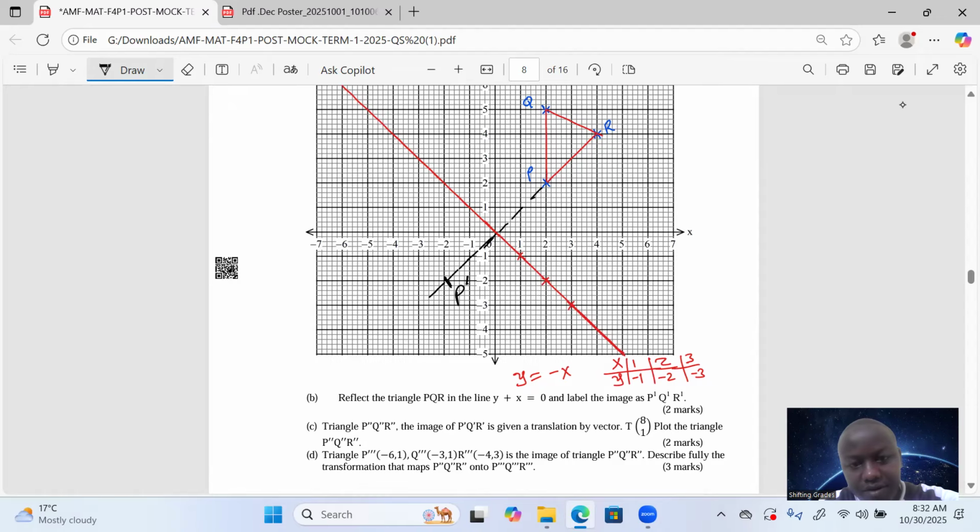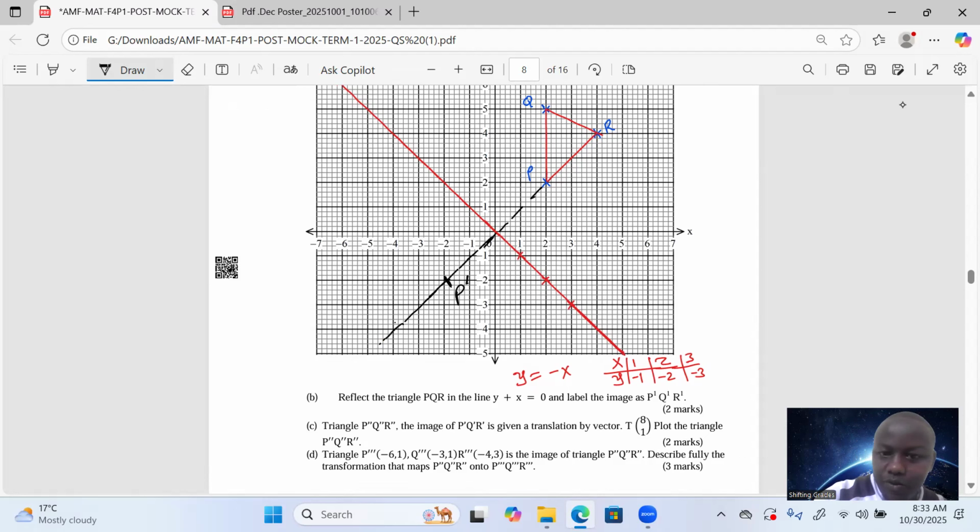Which is R. So you do the same for R. I want to join R to the mirror line. Then I proceed. So R also to the mirror line, you find that it follows the same path as Q. Then an equal distance from the mirror line to where R is, from the mirror line again on the opposite side, R prime shall be there. So R has also been reflected.